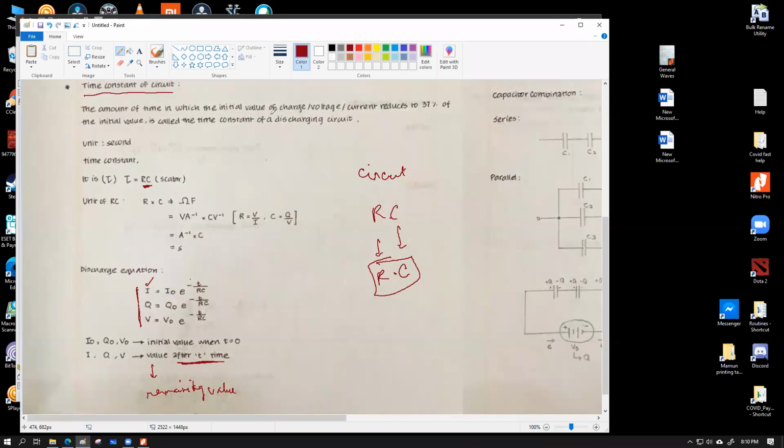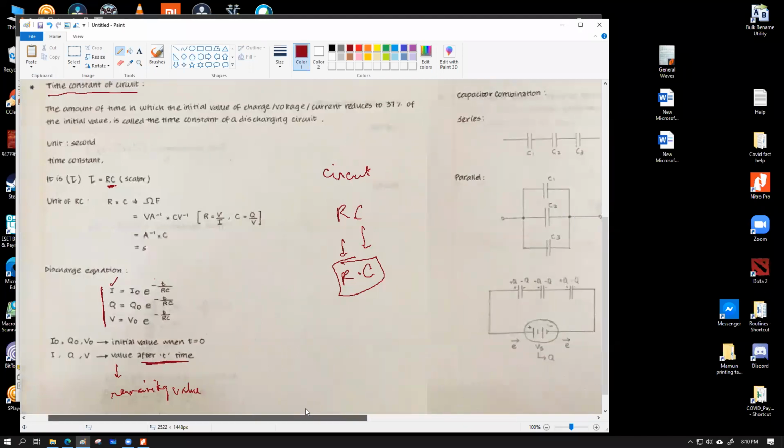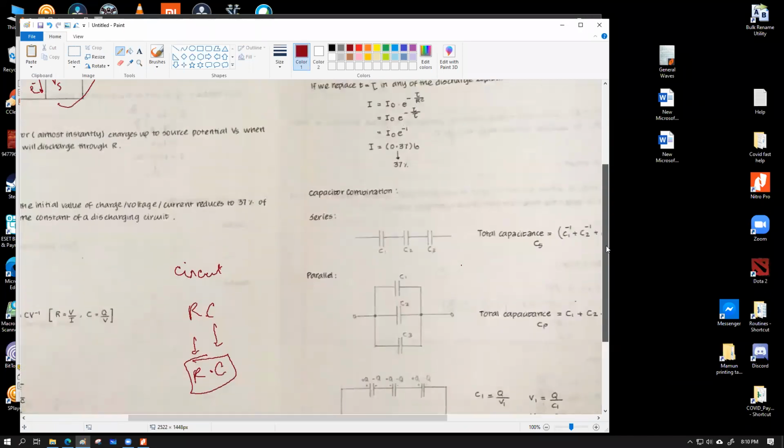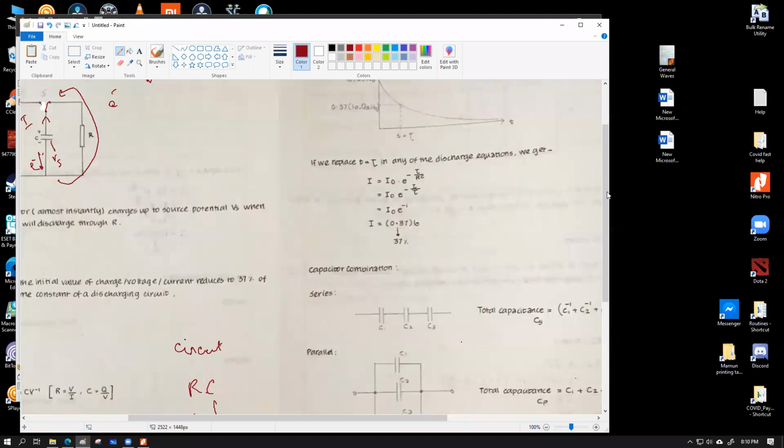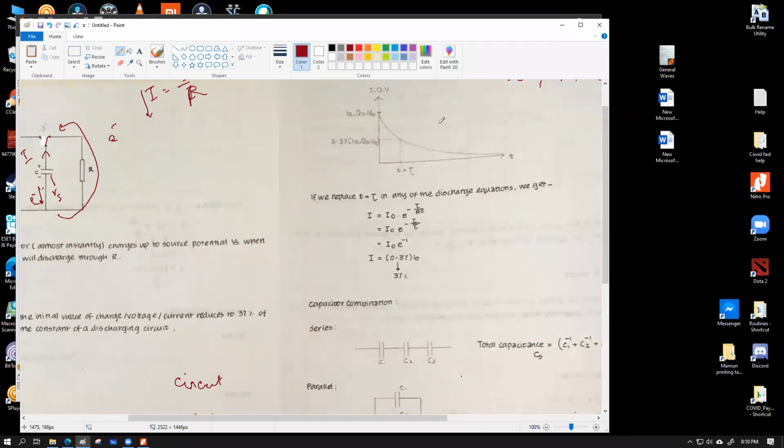How does this definition come into play? That is actually shown in this part. Exactly, over here. Have a look. This is an exponential curve which has an expression of e to the power minus t by RC. That is the change factor which is causing this graph to undergo this curvature. So this shows that if we replace t equals tau in any of the discharge equations, we get this.